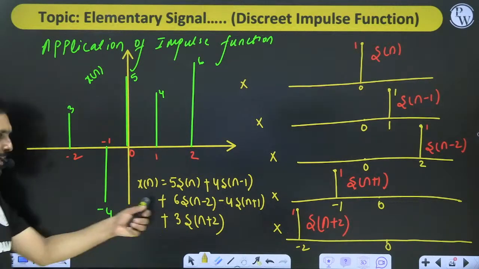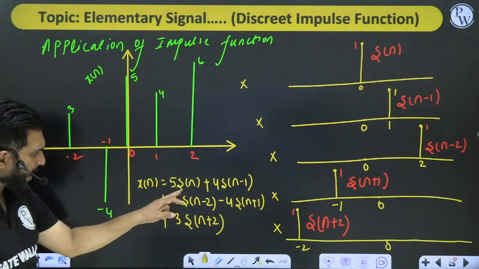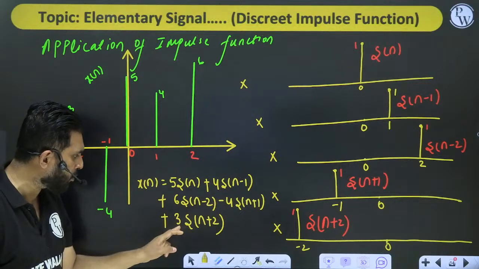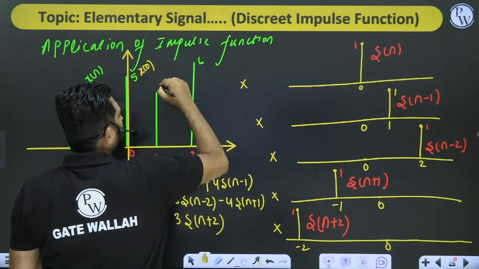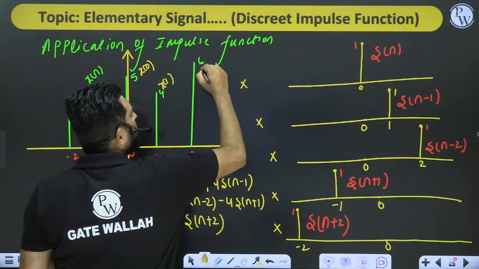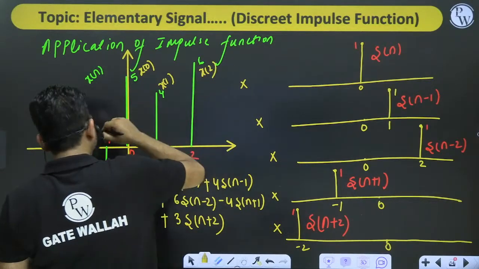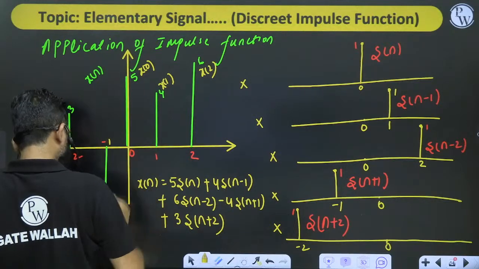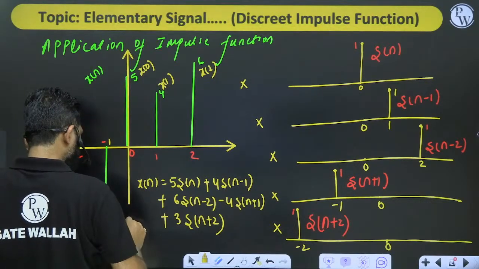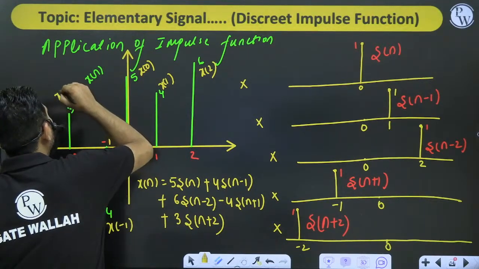You can write this as x[n]. But what is this 5, 4, 6, minus 4, 3? This is x0. This is x1. This is x2. This is x minus 1. This is x minus 2.